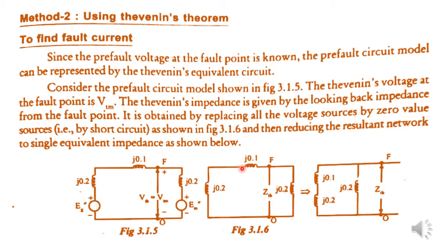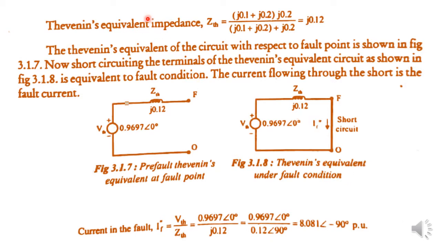Hence, J0.1 and J0.2 are in series, and this series combination is in parallel with this J0.2. Calculating Thevenin impedance, we got J0.12, and this is the Thevenin equivalent circuit. This is VTH in series with ZTH. To find the fault current, we need to short these two terminals F and O. So fault current is nothing but Thevenin voltage divided by Thevenin impedance. Calculating, we got 8.081 at an angle of minus 90 degrees per unit.